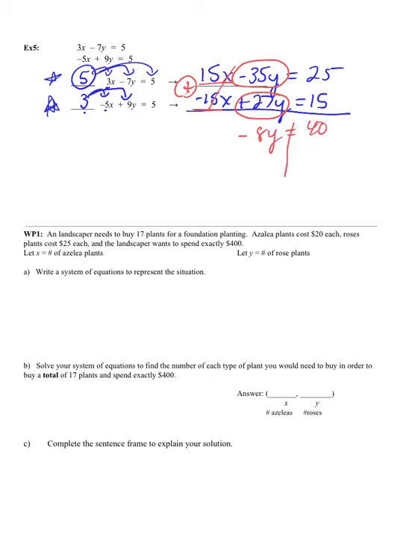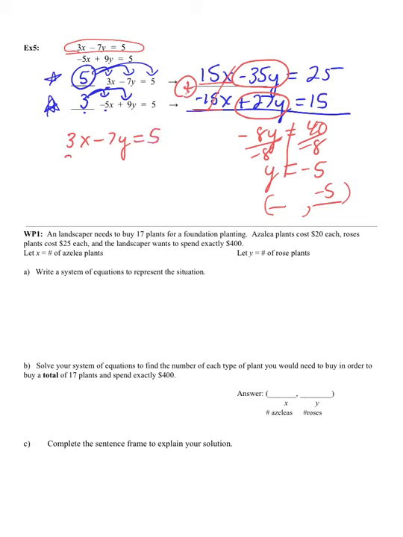You have a one-step equation. Divide by negative 8. You get y is equal to negative 5. Okay, negative 5. Then I'm pulling the top equation to find x. I'm going to plug in a negative 5 for y. So you have 3x, negative 7 times negative 5 is a positive 35 equals 5. Now I have a two-step equation.